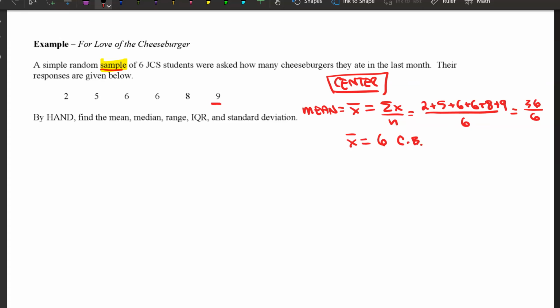We always want to put units on our numbers here. These are counts, so they don't really have units, but we could just call them cheeseburgers. It's a little more important when it's inches or feet or stuff like that, but whatever.